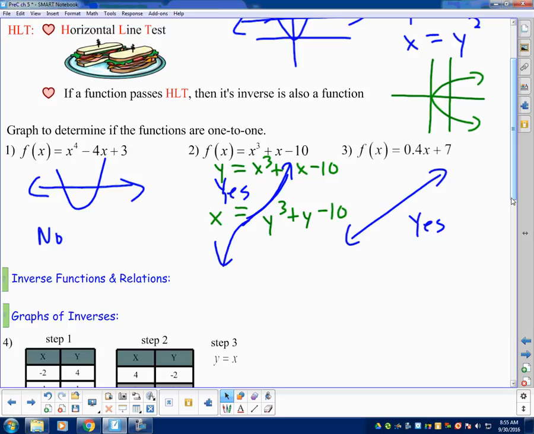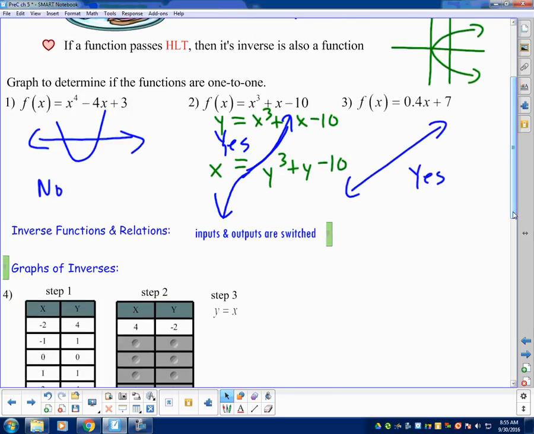All right. Inverse functions and relations. Inputs and outputs are switched. You knew that already. So to find the inverse, this is the process. The inputs and outputs are switched. As a matter of fact, if I wanted the inverse of this list of 4 points, I would just switch the x's and y's. That's it. So that's the process. If you want to find the inverse of a function, you just switch the x and y and solve for y, and you've got it.